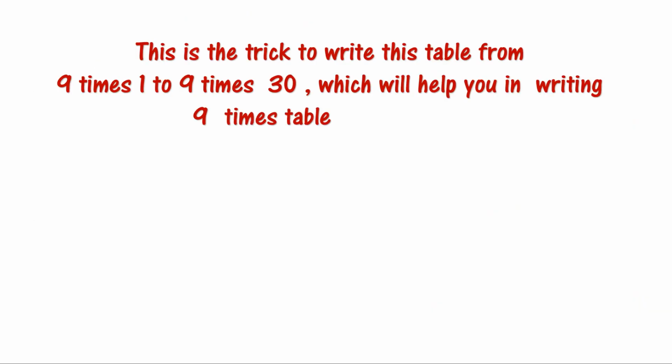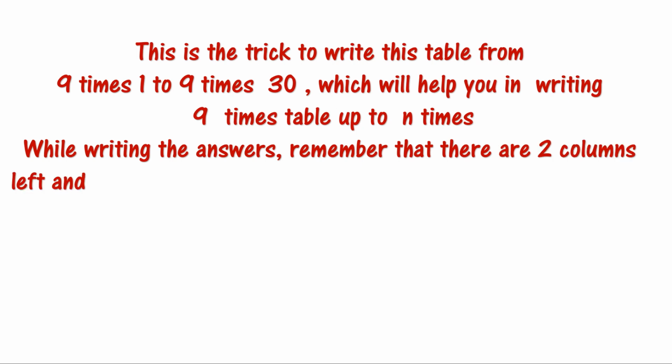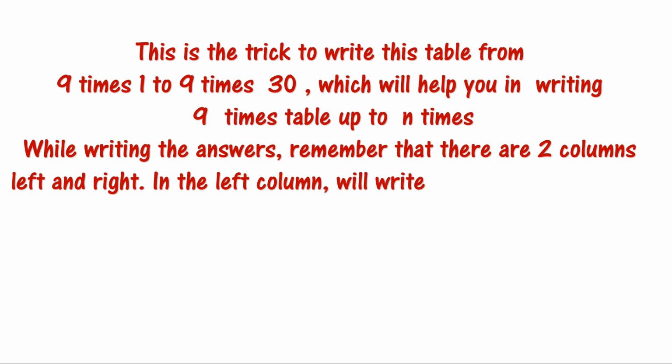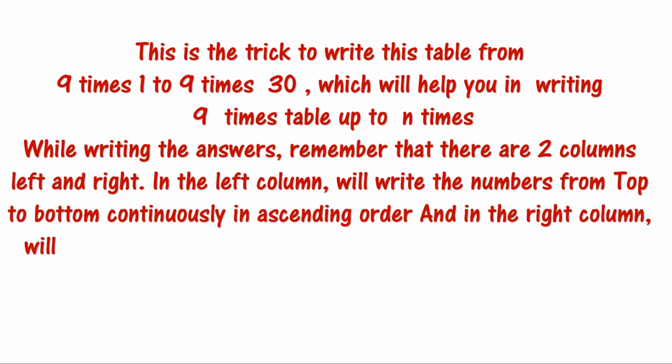Here we'll see the trick to write this table from 9 times 1 to 9 times 30, which will help you in writing the 9 times table up to n times. While writing the answers, there are 2 columns, left and right. In the left column, we'll write the numbers from top to bottom continuously in ascending order, and in the right column, we'll write the numbers from top to bottom in descending order.